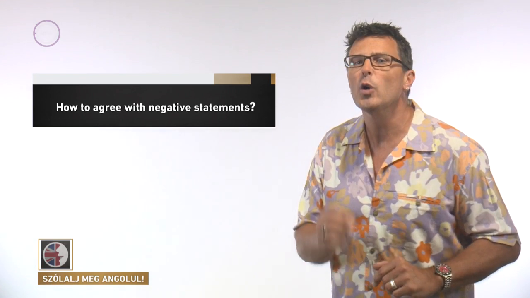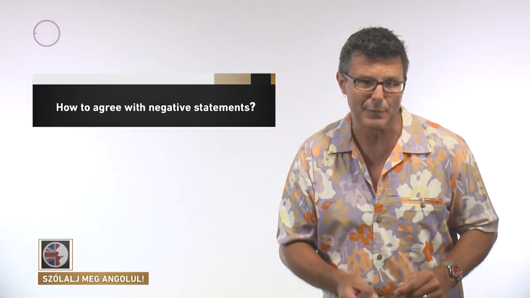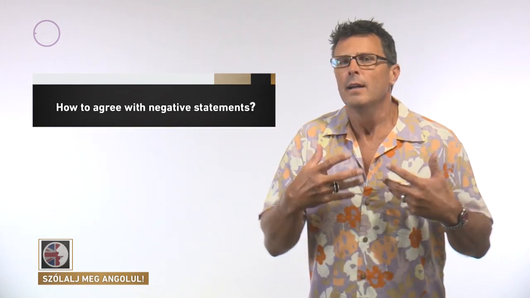All right, here we are, and as promised, we're going to have a quick look at how we agree with statements. But this time, we're not looking at how to agree with positive statements. This time, we're looking at how to agree with negative statements. Now, we saw the introduction to this a few weeks ago, didn't we? Yes, we learned that when we want to show that we agree with something, we use too and either.